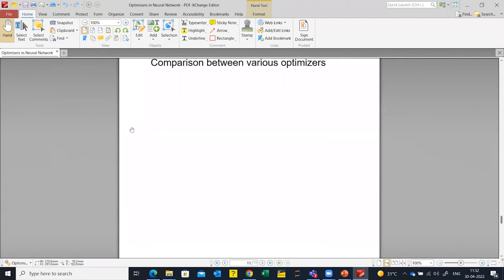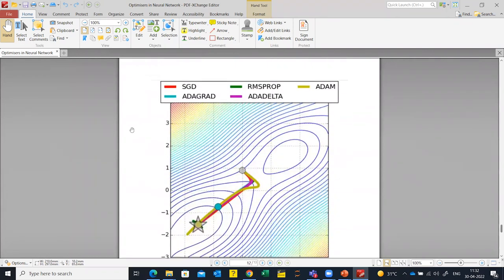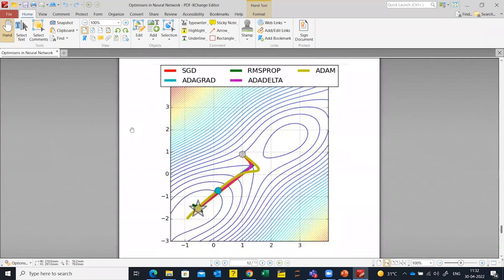Now, the comparison between the various optimizers. So you can see that these are the various optimizers which you have. You have the stochastic gradient descent. You have something called RMS prop. We'll go through it when we talk about CNN. We have ADAM, we have ADA grad, and we have ADA delta. Okay. And you can see how they converge. So if this is your local minima, it tries to move around from one place to the other.